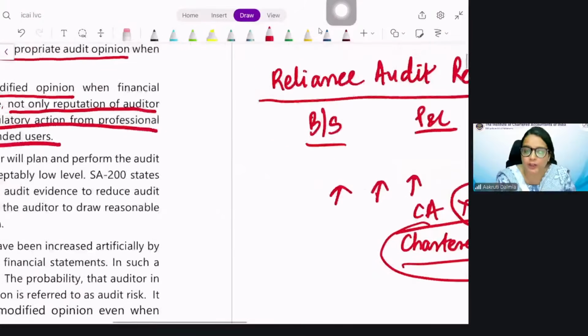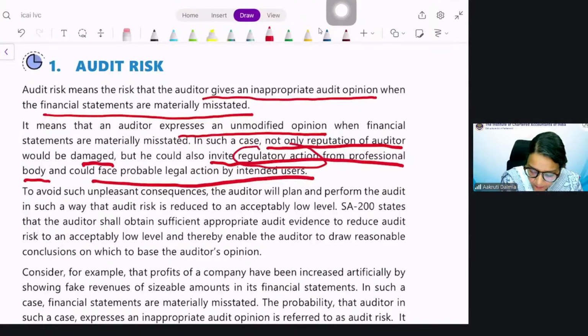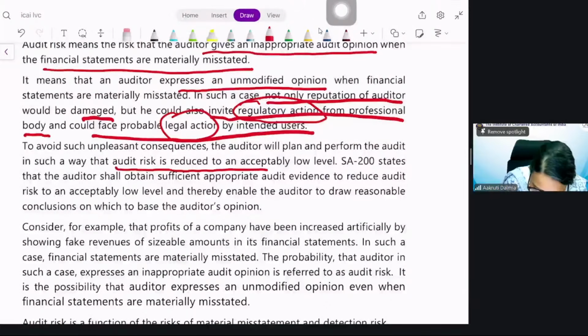So what happens? Our reputation and goodwill is the most important thing. So if people don't trust the profession, it can damage the trust of all the audit reports you see. If you give an inappropriate audit opinion, it will not only destroy the reputation of the auditor, but you can also have some case on you by regulatory body or even legal, which means even ICAI can take some action against you and even courts can take action against you. To avoid such unpleasant consequences, the auditor will plan and perform audit in such a way that audit risk is reduced to an acceptably low level. Again, we have studied this, okay?